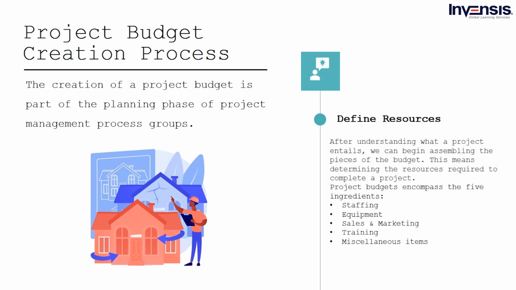The second step is to define resources. After you've figured out what a project entails, you can start piecing together the budget. This entails figuring out how much money is needed to finish a project.